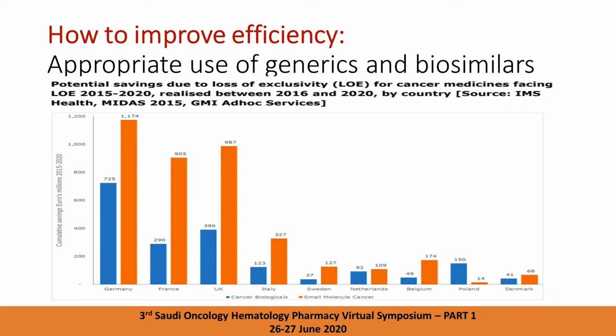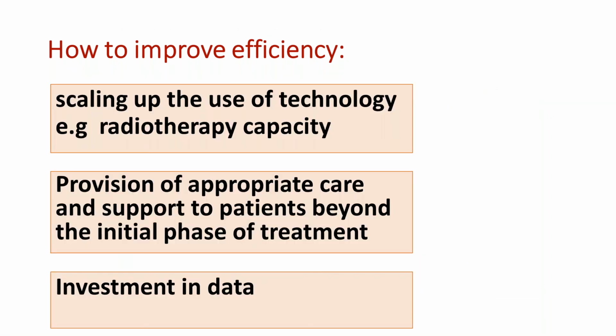This graph is from a recent analysis that showed that the appropriate use of generics and biosimilars between 2015 and 2020 resulted in savings of up to 7 billion euro in some European countries, including Belgium, Denmark, France, Germany, and Italy. As I said, using those drugs manufactured by giant pharma companies can lead to substantial savings without compromising the quality of patient care.